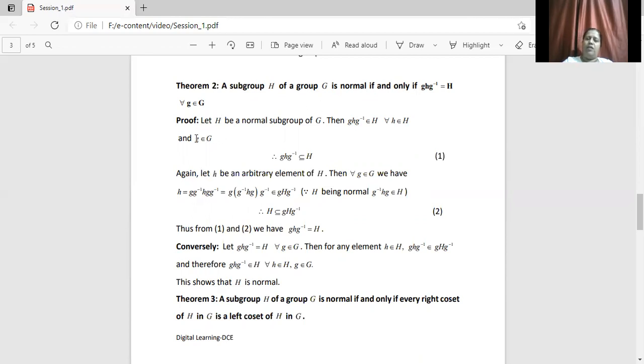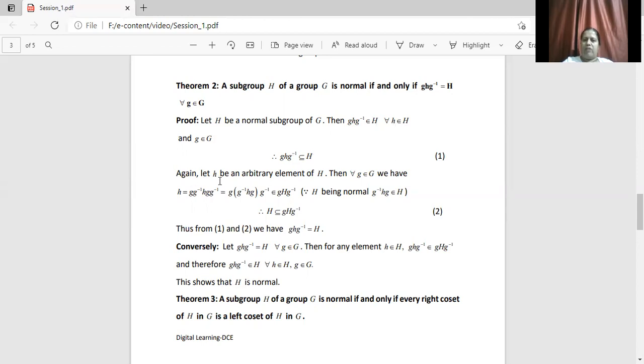For that again, in the proof, we'll consider H be a normal subgroup of G, which is given here. When H is the normal subgroup of G, then we have to show gHg inverse is equal to H. Okay. So H is a normal subgroup of G means from the definition we know that we can write ghg inverse belongs to H for every h in H and g in G. Therefore, gHg inverse is the subset of H. When it belongs to H means we can write it is a subset of H. Take it as equation 1.